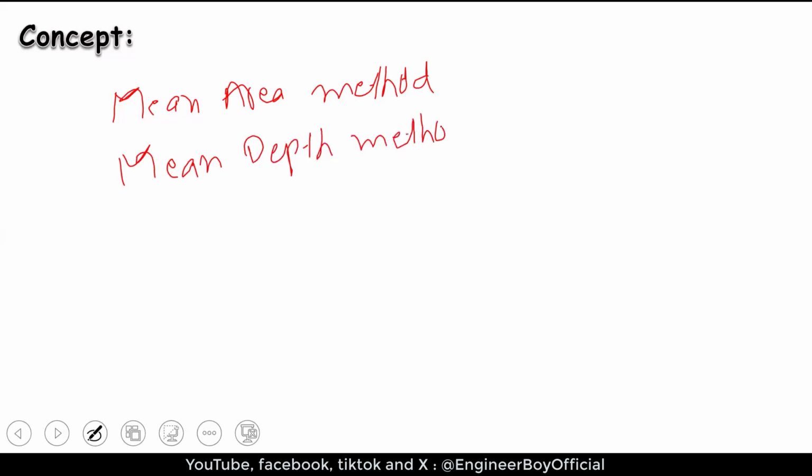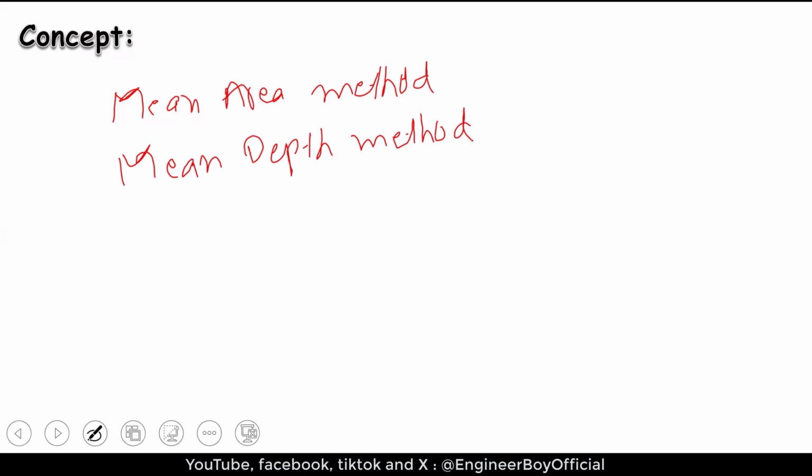As you can see, there can be different methods to determine earthwork calculation, but in these lectures, we'll be using a few methods such as the mean area method and the mean depth method. These two methods are normally used, and I believe you are familiar with them, so we will move very quickly and give less time to these formulas.